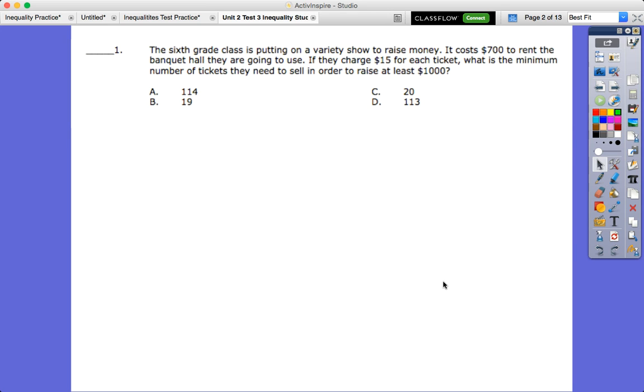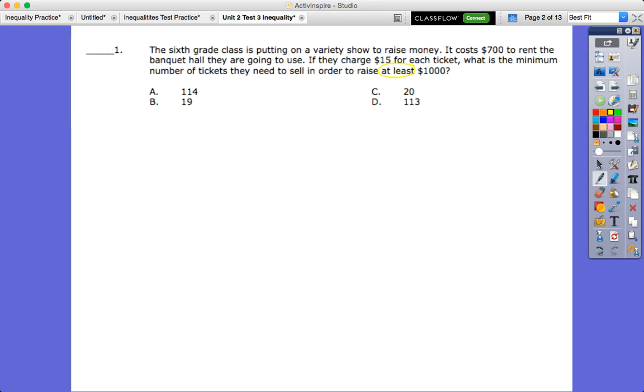The sixth grade class is putting on a variety show to raise money. It costs $700 to rent the banquet hall they are going to use. If they charge $15 for each ticket, what is the minimum number of tickets they need to sell in order to raise at least $1,000? At least is a key word.